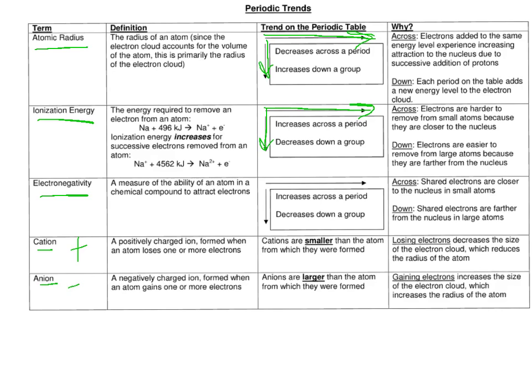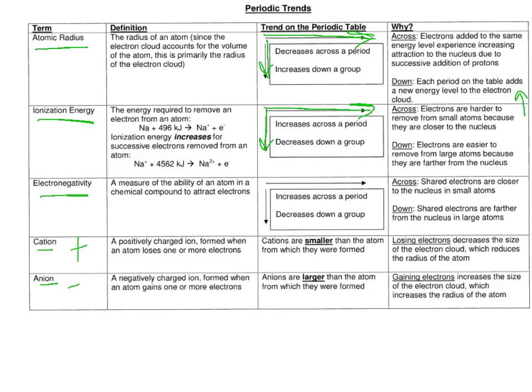As we go down a column, ionization energy decreases, meaning it's easier to take an electron away from an atom. Now, what explains the trend as you go across? The electrons are harder to remove from small atoms because they are closer to the nucleus. Again, remember, as you went across, the atomic size is getting smaller and smaller. These outer level electrons are getting closer to a nucleus that has a greater nuclear charge. That makes it more difficult to remove an electron.